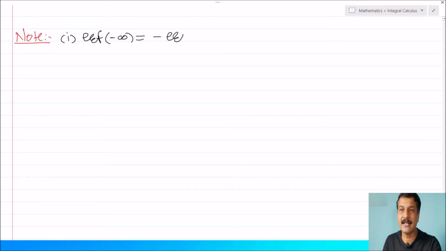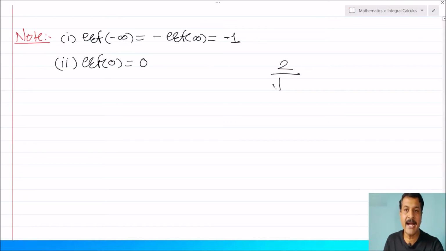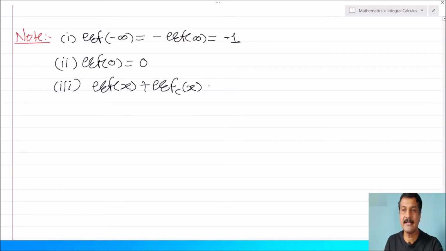So by using these properties, we can note that error function of minus infinity is equal to minus error function of infinity, and that is equal to minus 1. Also, by the definition of error function of x, we can write error function of 0 equal to 0. Why? Because by definition, 2 by root pi integration from 0 to 0, and that is nothing but 0. As we know, by property, error function of x plus complement of error function of x is equal to 1.